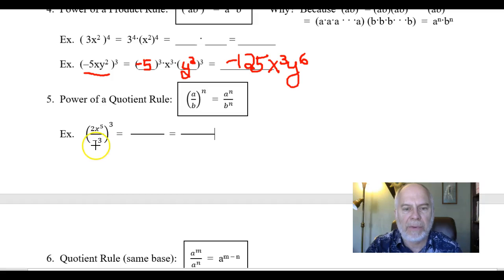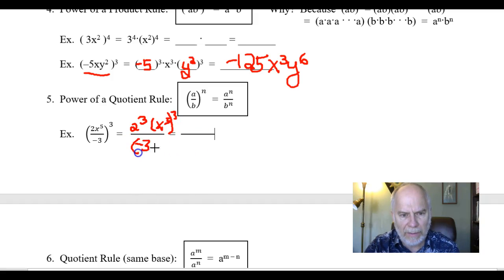So in the example here, you have 2x to the 5th over -3, all to the third power. But I'm basically going to take the things in the top to the third, so 2 to the third, first of all, and then x to the 5th to the third. So I'm going to go ahead and put that in parentheses. Take x to the 5th to the third power, and then -3 to the third power. I hope you'll forgive my handwriting. It's not easy writing with the mouse.